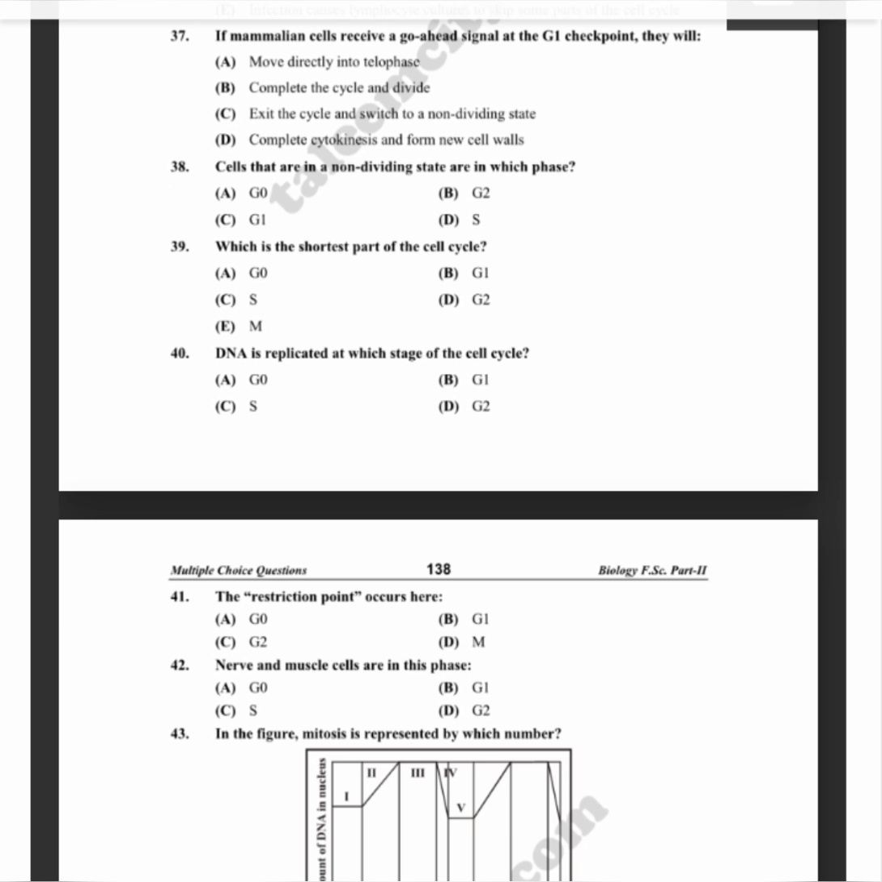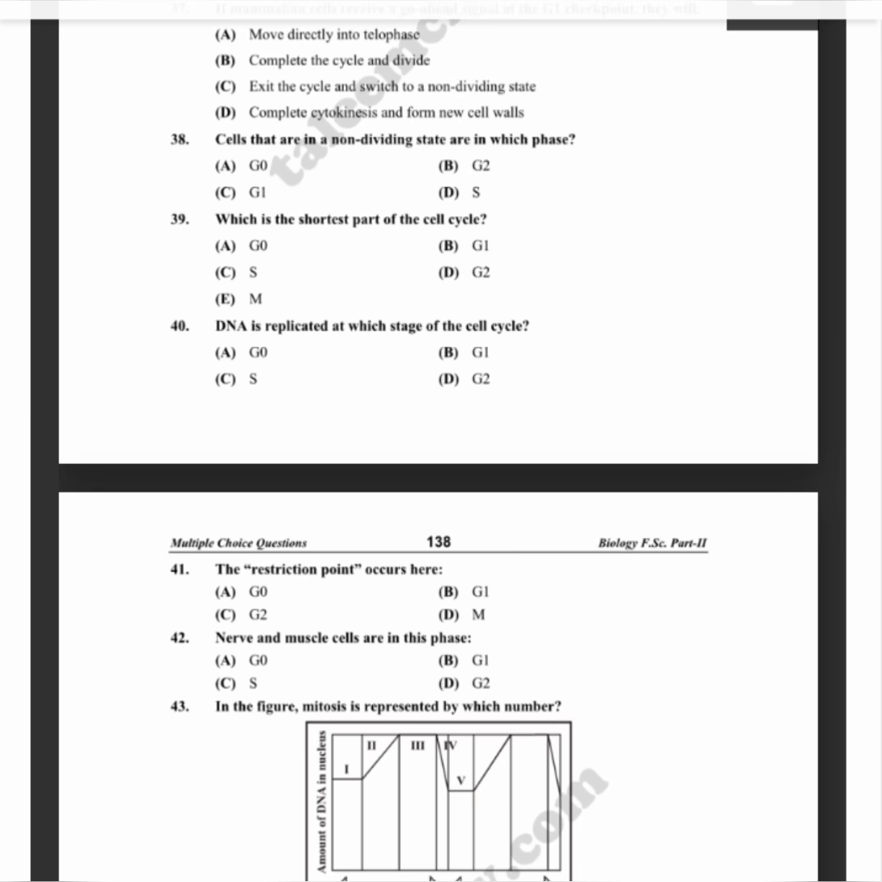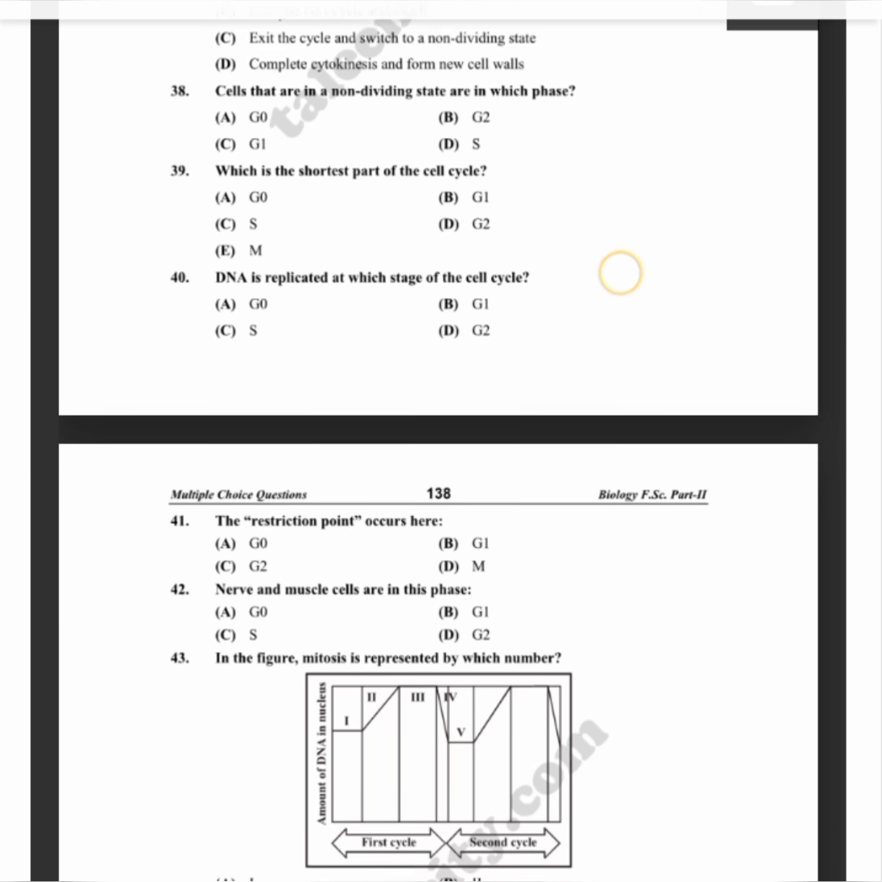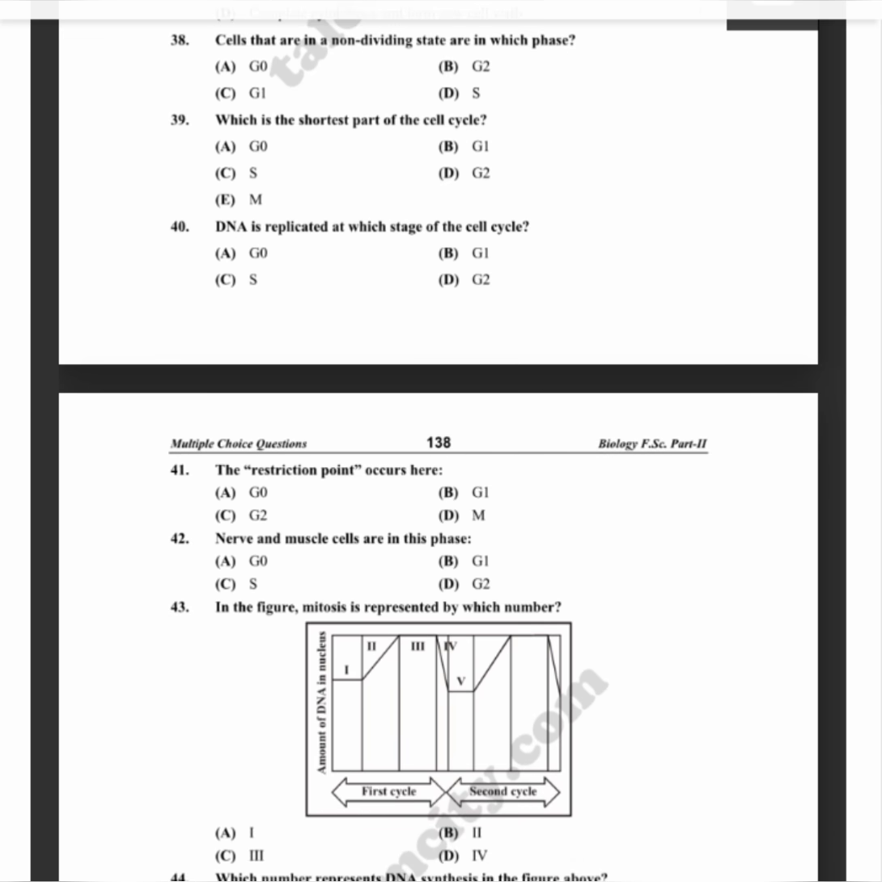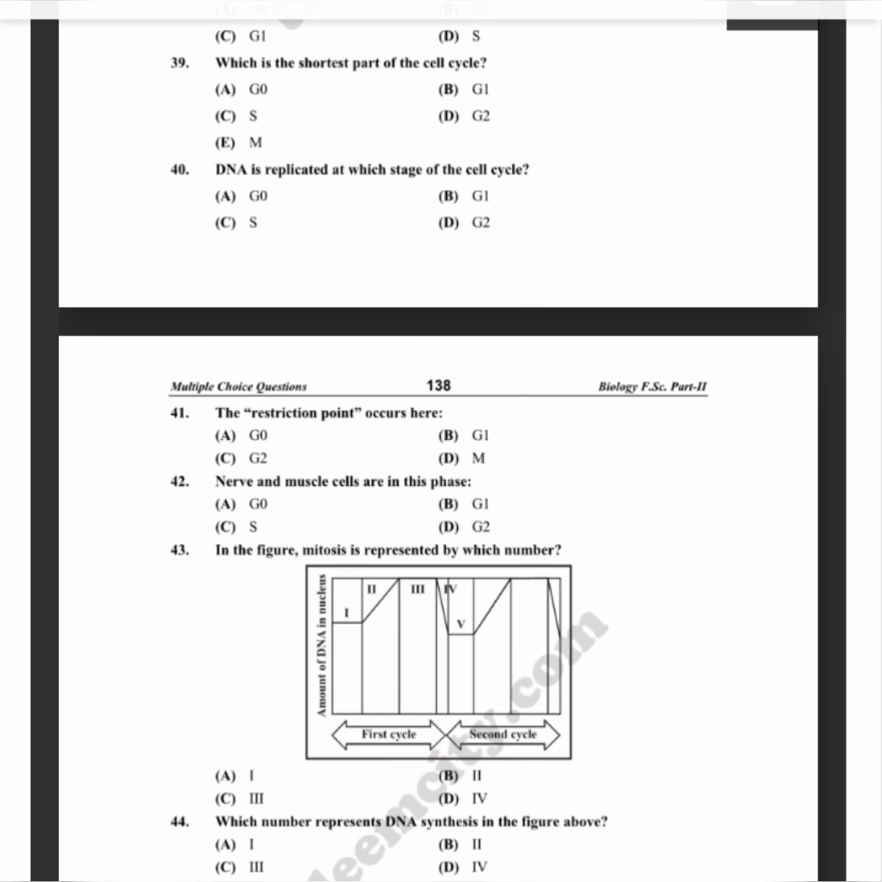MCQ number 39. Which is the shortest part of the cycle: G0, G1, S, G2, M? MCQ number 40. DNA is replicating at which stage of the cycle: G0, G1, S, G2? MCQ number 41. The restriction point occurs here: G0 phase, G1 phase, G2 phase, M phase. MCQ number 42. Nerve and muscle cells are in which phase: G0, G1, S, and G2?